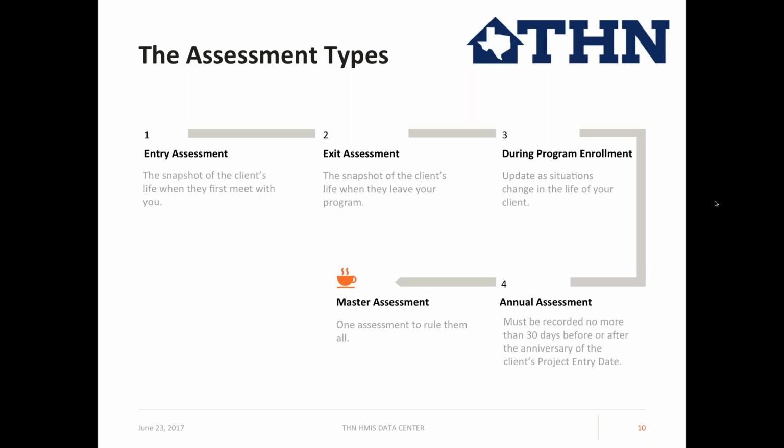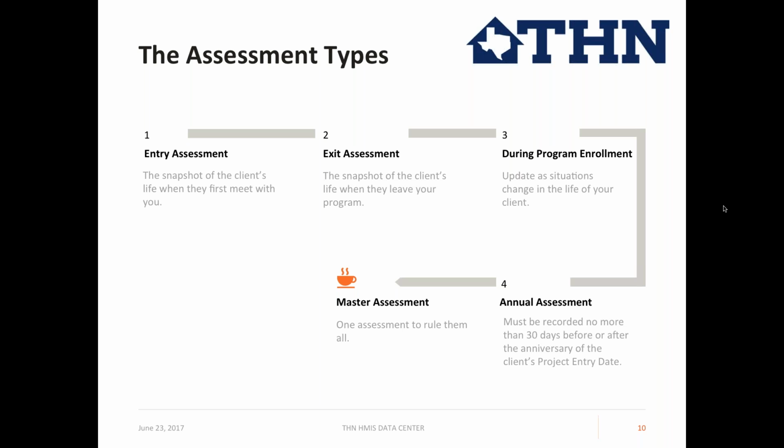This is a good question, actually. Let me read it out loud. I inherit a file with an entry date that is incorrect. All of the annual assessments are based on that incorrect entry date. How to correct this? If I correct the entry date, then all my assessments are no longer within the 60-day window. How best to correct this?